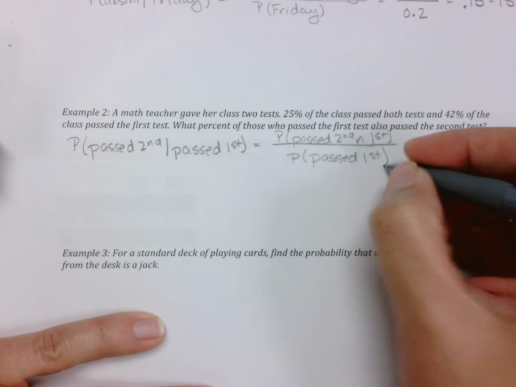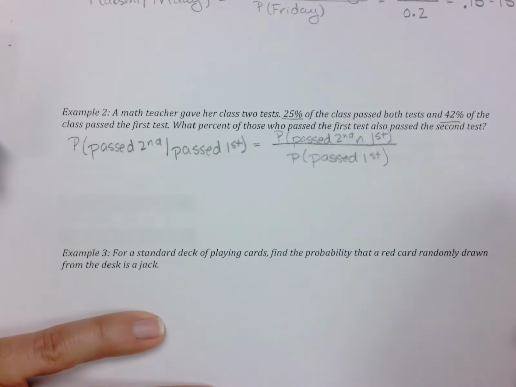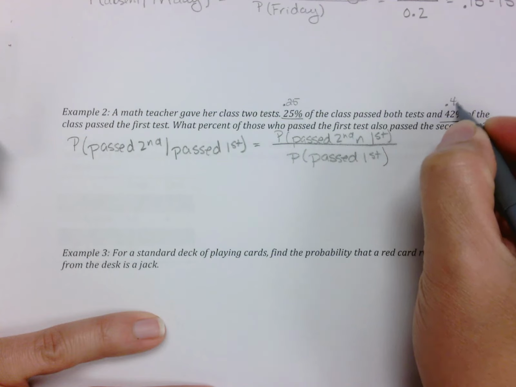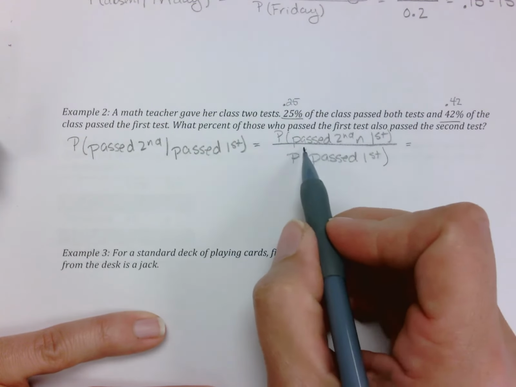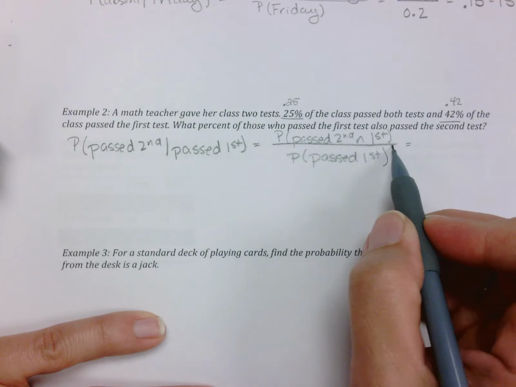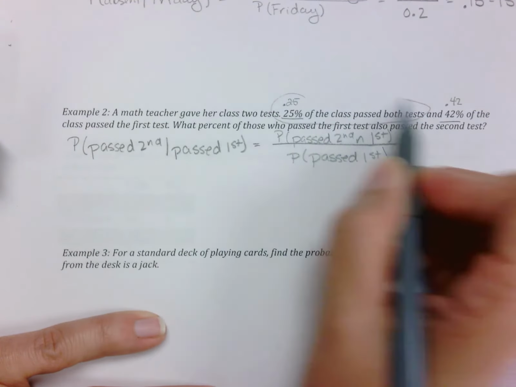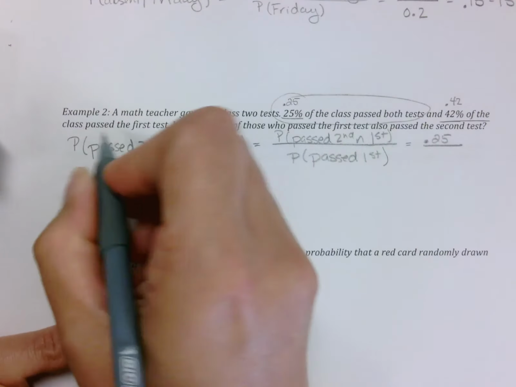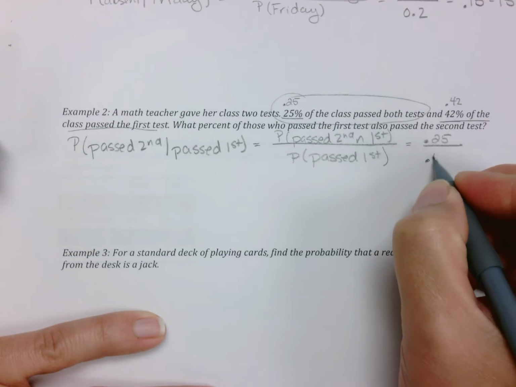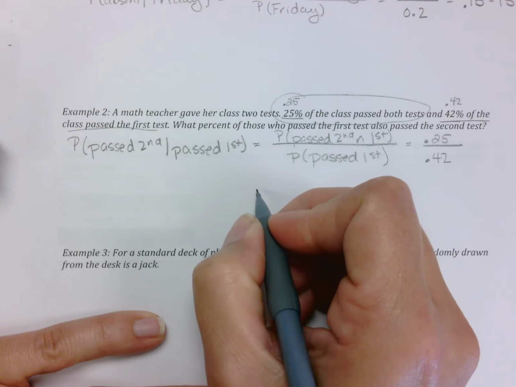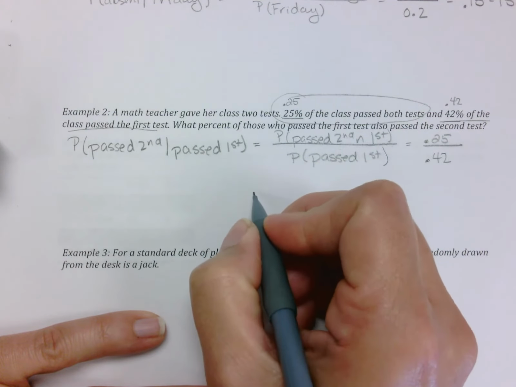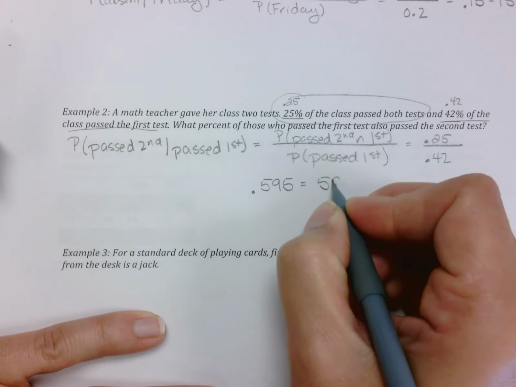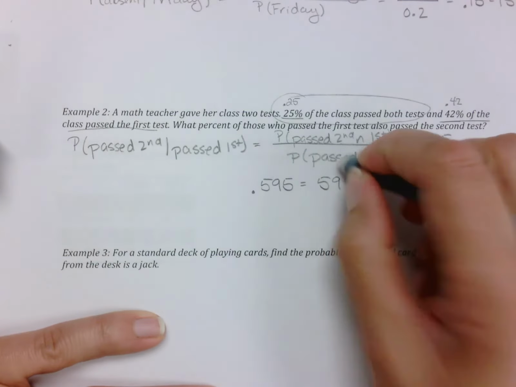For this problem, because these numbers were given to you in percentages, you need to go ahead and change those to decimals. So that's going to become 0.25. That's going to become 0.42. And the percentage of people who passed the second test and the first test was 25%, so 0.25, divided by the percentage of people who passed the first test, which is 0.42. And as a decimal, 0.25 divided by 0.42 is 0.595, and as a percentage is 59.5%.